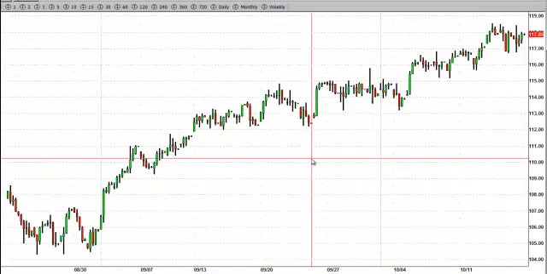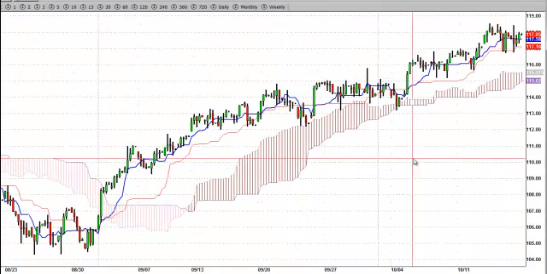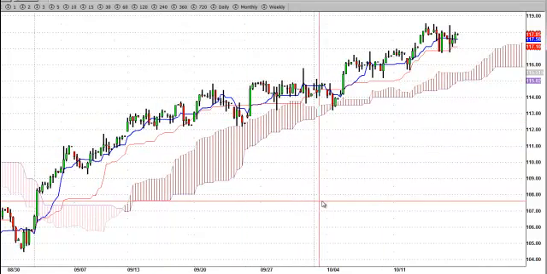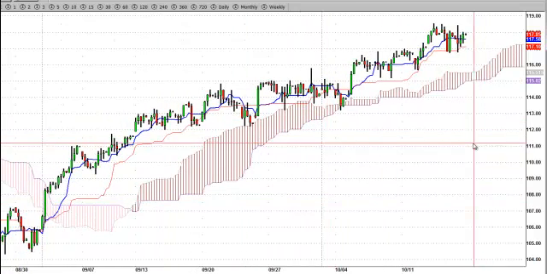So going back here to SPY on the 240-minute cloud, it's basically the same type of thing as opposed to the daily. I really like the 240. It's one of my favorite time frames.